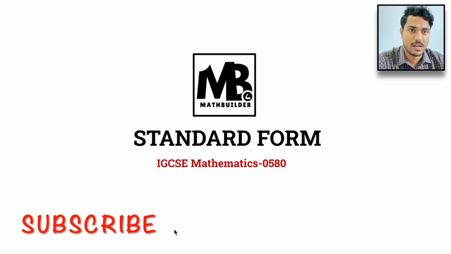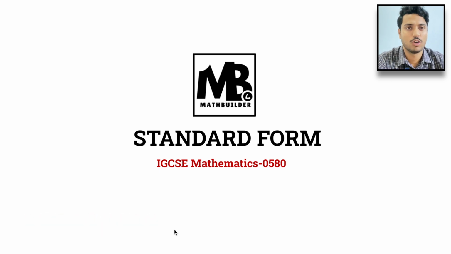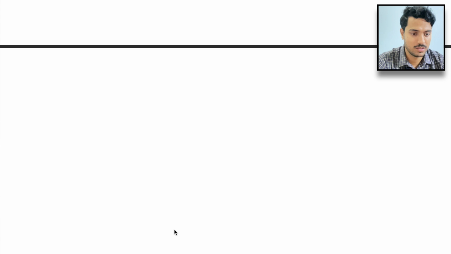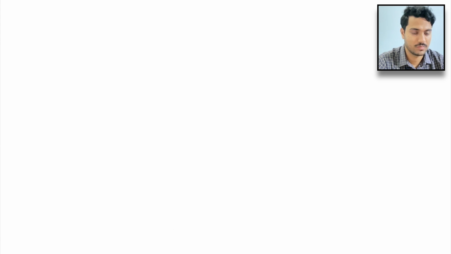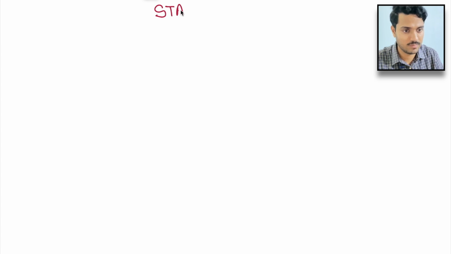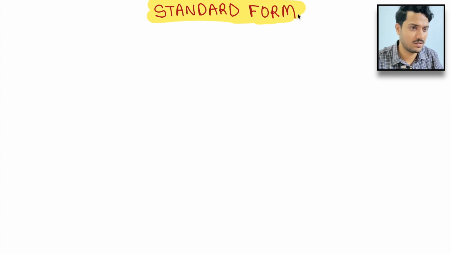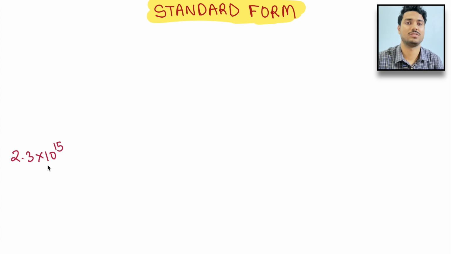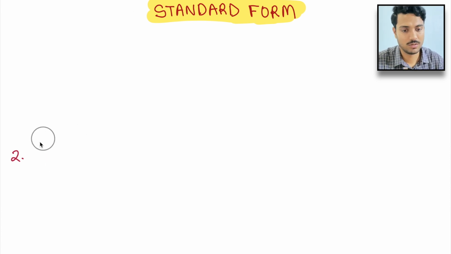So first we'll try to understand how to write a number in standard form, or basically what is a standard form. So let's check. I'll mark the heading first, standard form. You might have seen numbers written like this, like 2.3 into 10 raised to 15, for example. You must have seen numbers written like this. This is actually written in standard form. But why?